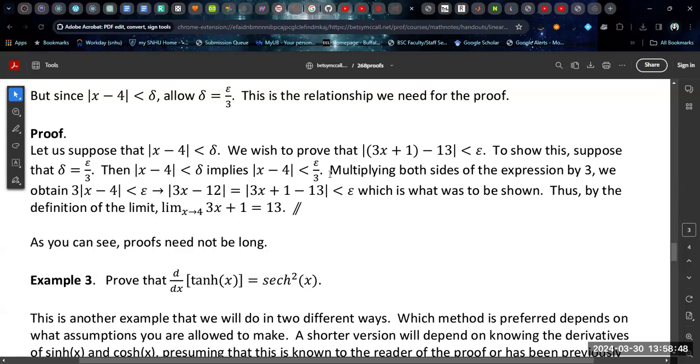If we multiply both sides by 3, we get this expression. And then we can put the 3 into the absolute value to get this expression. And then we can rewrite this to match the thing we're trying to show, which is that the absolute value of 3x plus 1 minus 13 is less than epsilon, which is what we were trying to show. And so thus, by the definition of the limit, we know that the limit as x goes to 4 of 3x plus 1 is equal to 13. Again, this doesn't need to be long, but you do have to insert words inside your calculation.